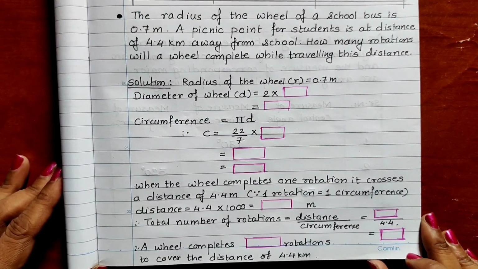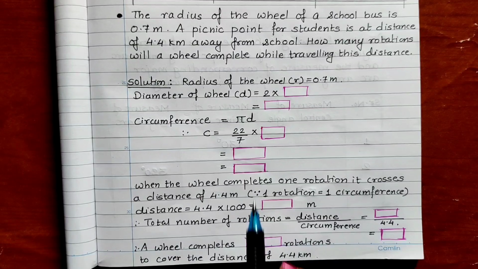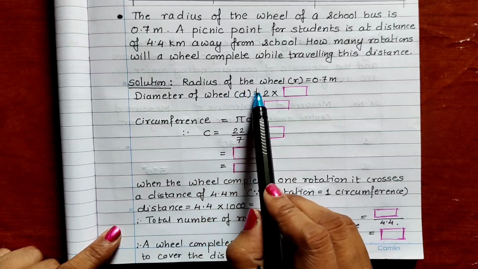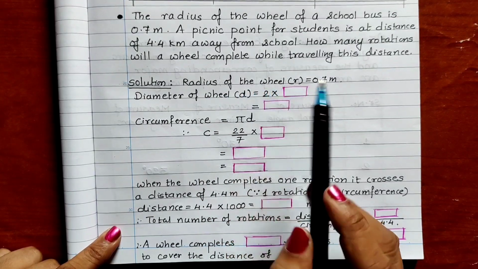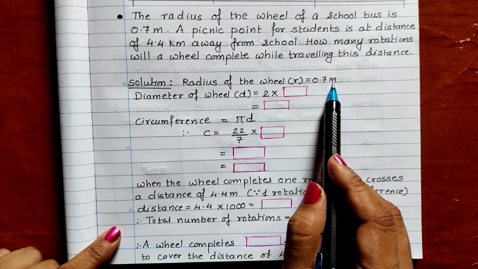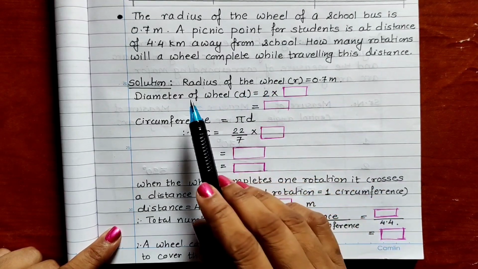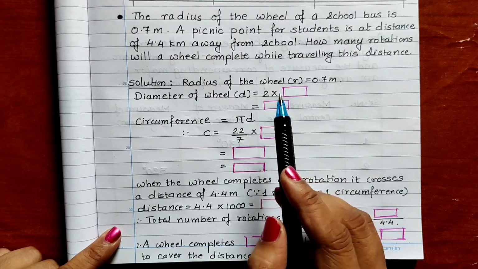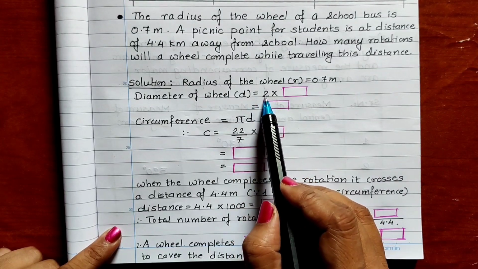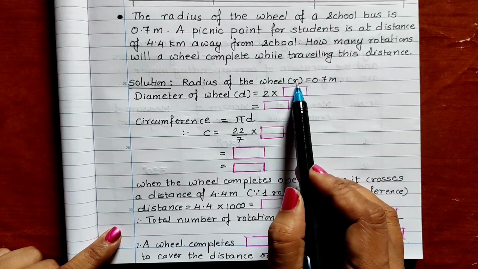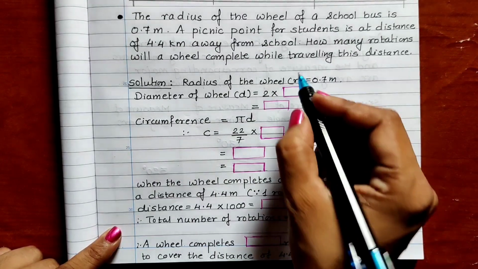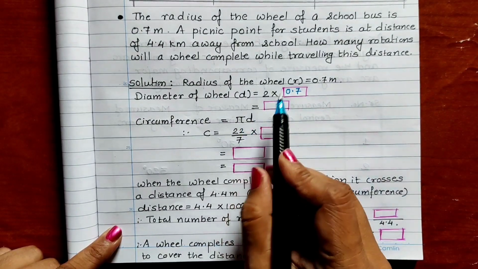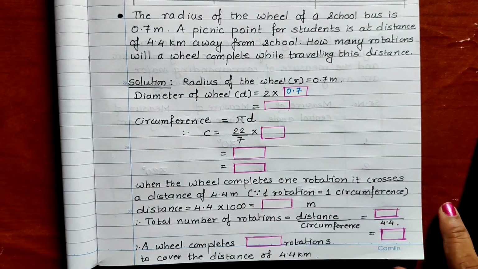So see there what is in the solution. Very carefully we have to write the answers, fill in the boxes. Radius of the wheel of the bus is 0.7 meter. It is in meter, okay. So diameter of the wheel D will be equal to 2 multiplied by what? We all know diameter is always twice the radius. That means 2 multiplied by radius. Radius is how much? 0.7 meter. Okay. So diameter will be 2 multiplied by 0.7.